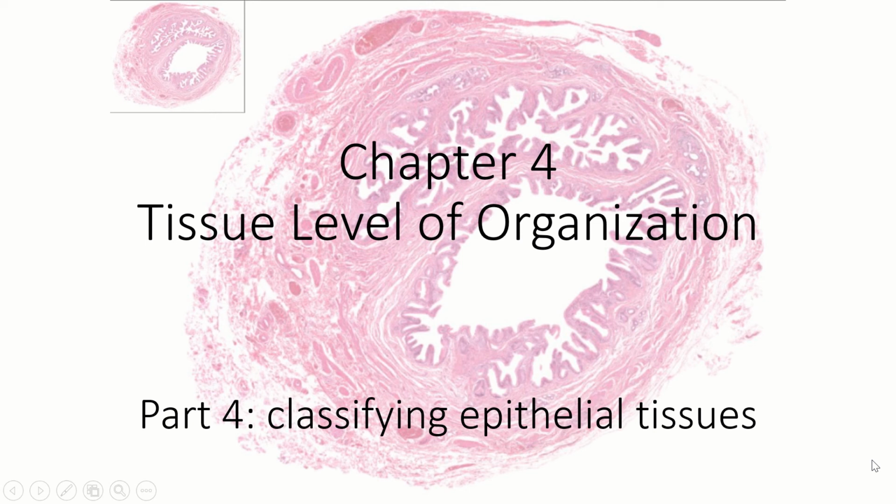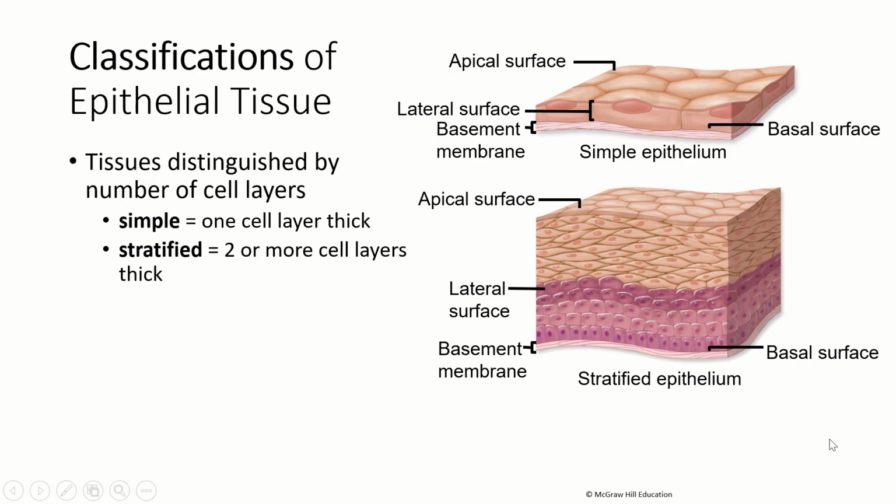Now let's learn how to classify epithelial tissues, how we distinguish one type of epithelial tissue from the next. So the first type of classification we do is really simple. It's just how many cell layers there are in the tissue. If there's one layer, we call it simple epithelial tissue. If there's more than one layer, we call it stratified. Strata means layer. So stratified just means it has layers. It might be just 2 layers, but even if it's just 2 layers of cells, still stratified.